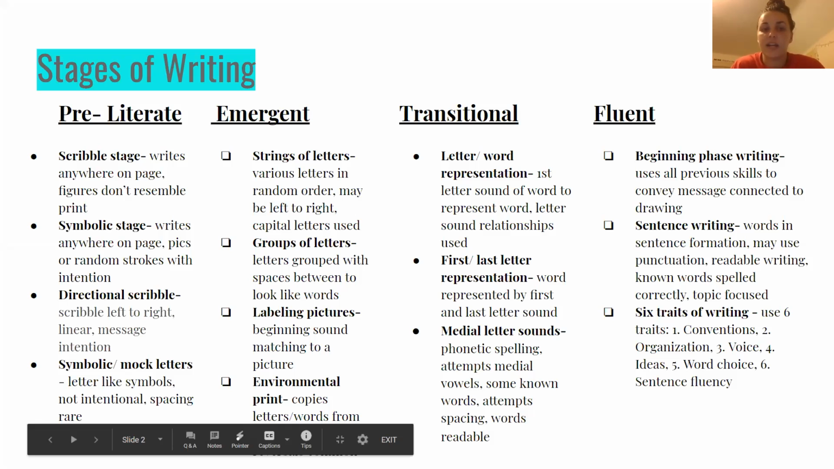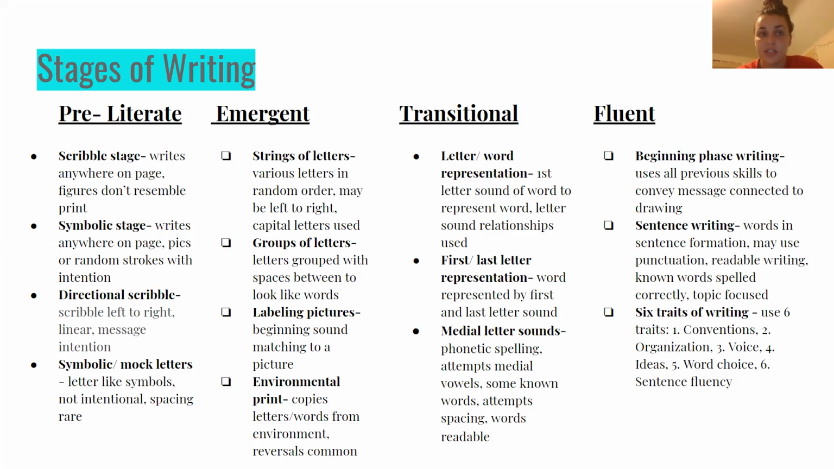So the stages of writing can be divided into 4 sections. There's pre-literate, emergent, transitional, and fluent. In pre-literate, there is the scribble stage, and that's when the student writes anywhere on the page and figures don't resemble print. Next comes the symbolic stage, and this is when they still write anywhere on the page, but the pictures are random strokes with intention and purpose. And then there's directional scribble.